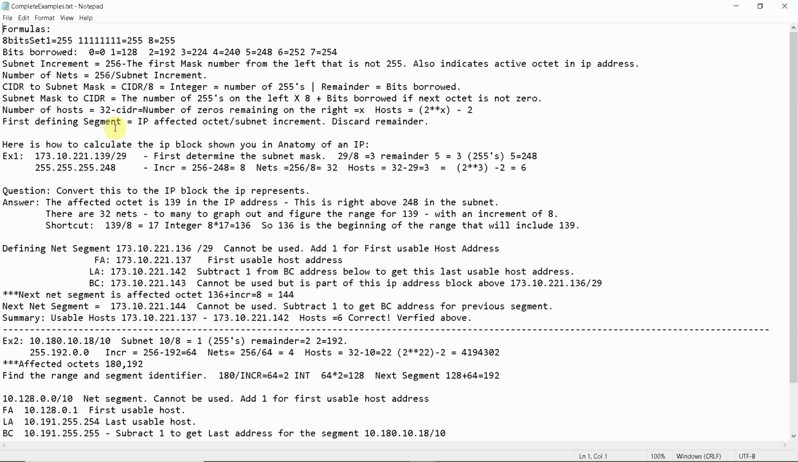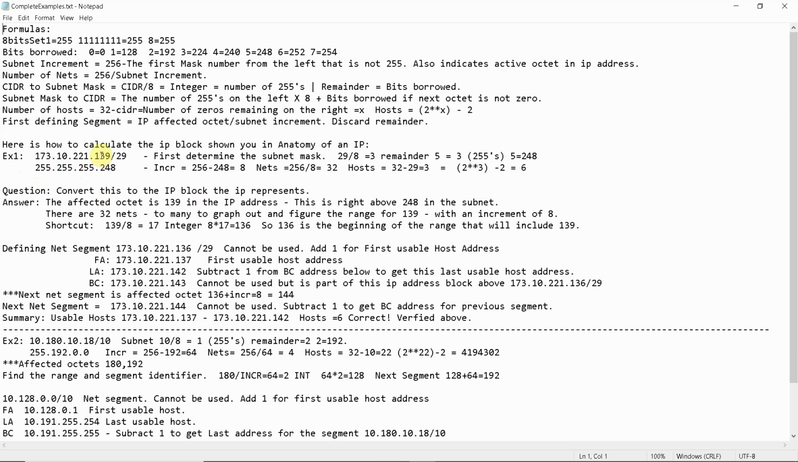So here's how to calculate the IP block we showed you in Anatomy of an IP. Subnet mask, easy, 29 divided by 8. 3, remainder 5, 3 255s, 5's 248. So here we have it, 255.255.255.248. You got the increment, okay? Again, which one's different? This one.